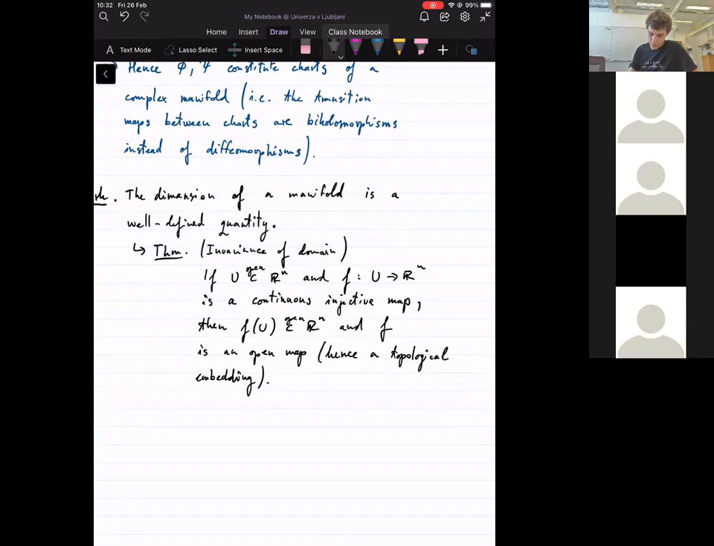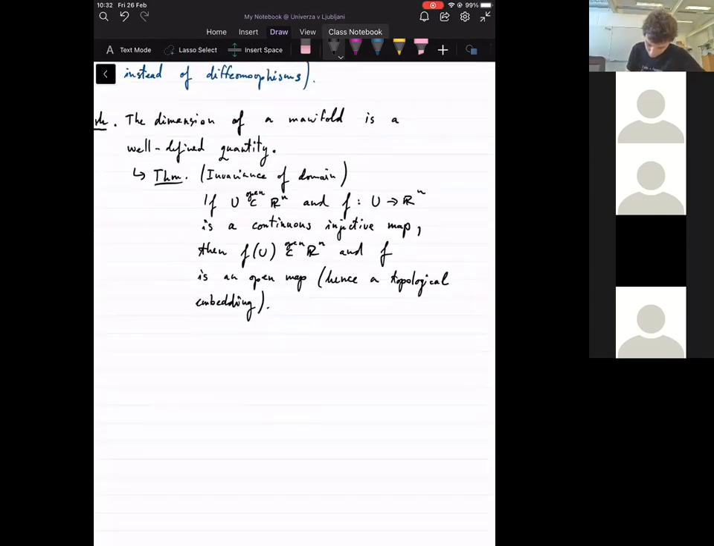So this is with respect to the relative topology on f(U). Okay, so the proof of this requires some stuff from algebraic topology, which we are not going to do. So for the proof, maybe see Hatcher, page 172.